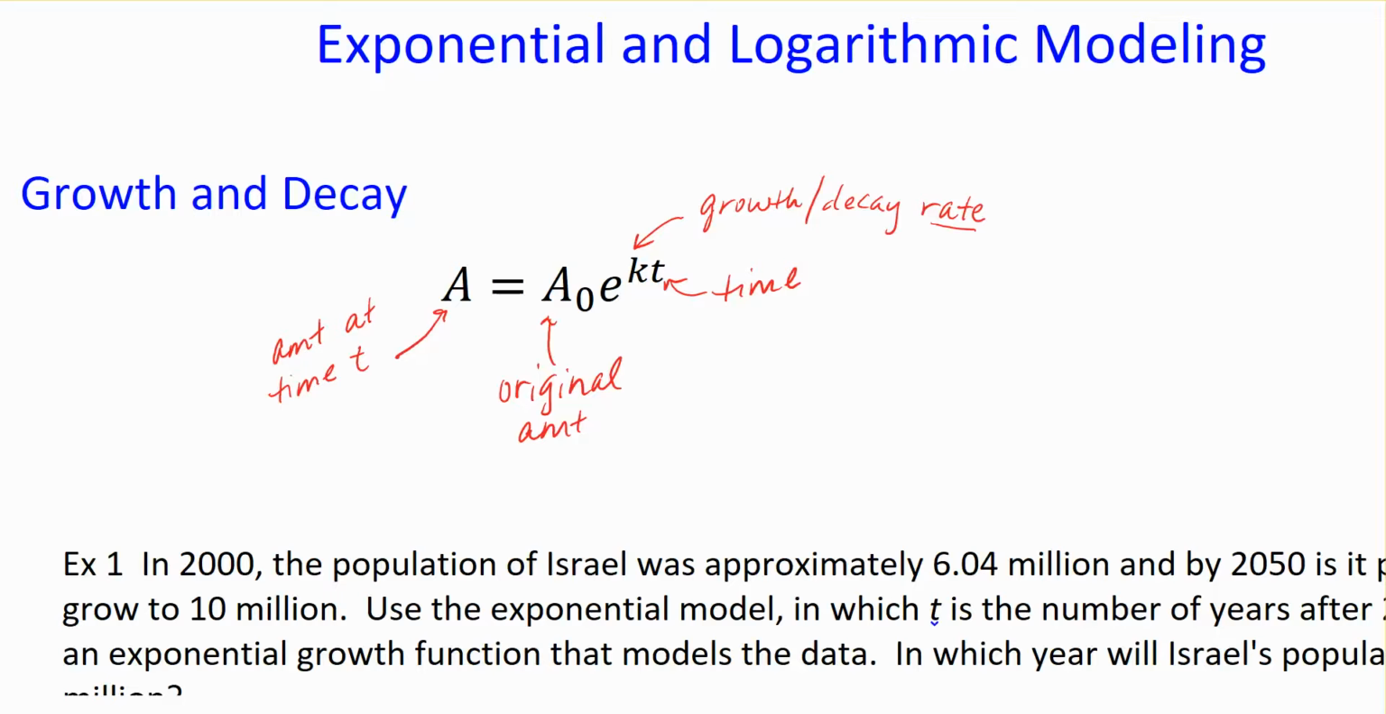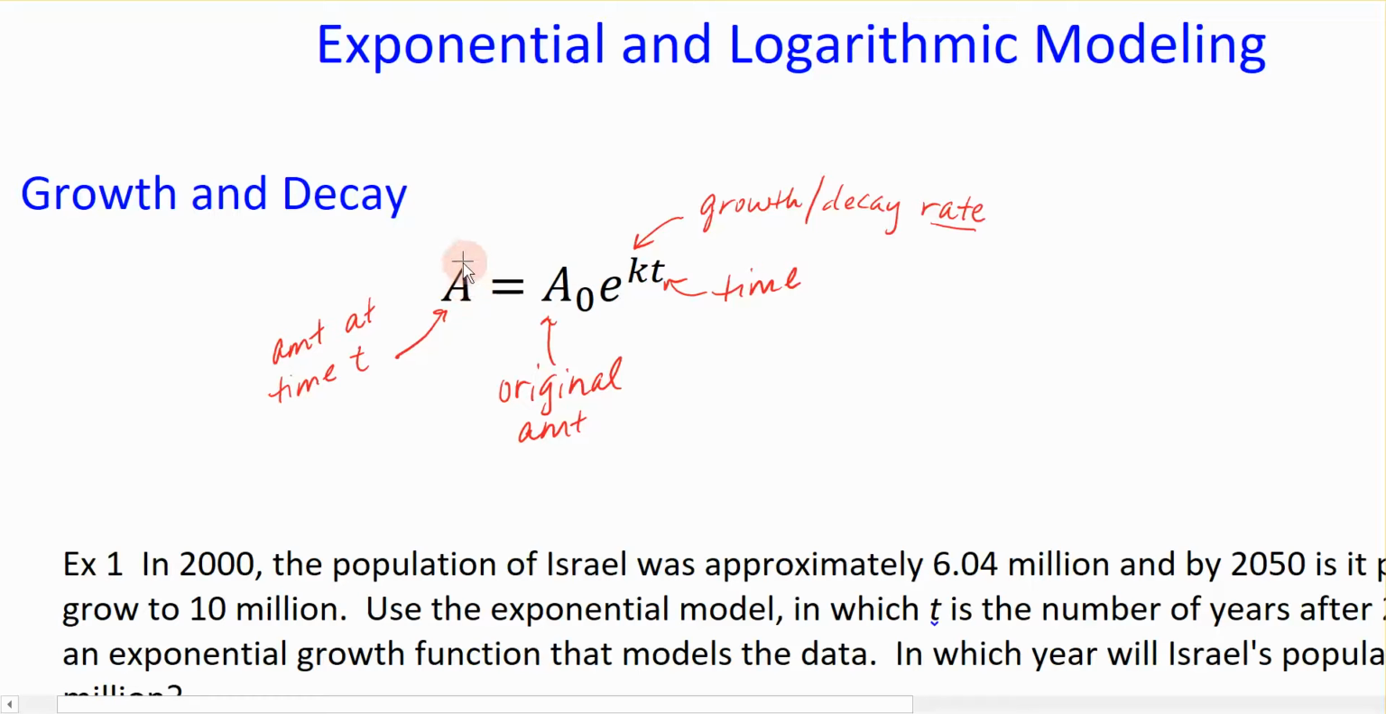Here I have for you the model. It's given by A equals A naught e to the kt. If you think back to when we did compounding interest, this formula looks a lot like our PERT formula, compounding continuously, which was A equals P e to the RT. So all we're doing is taking a similar formula and replacing some of the variables in it. Let me explain what each of these variables means in our model.